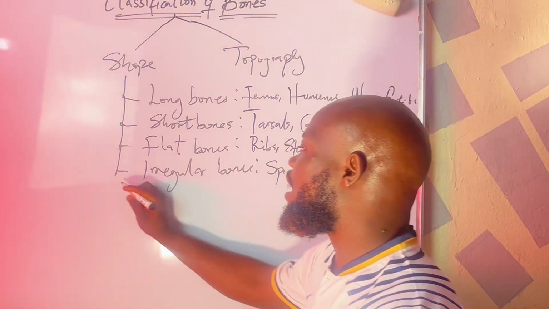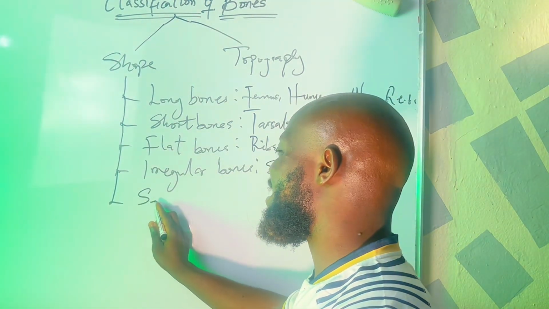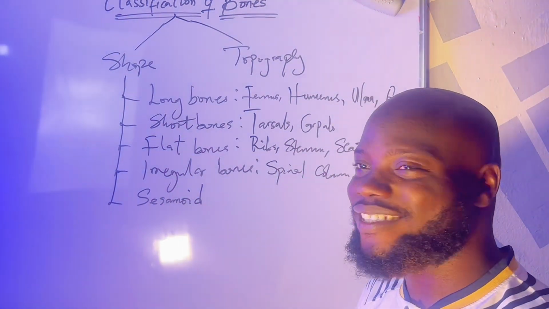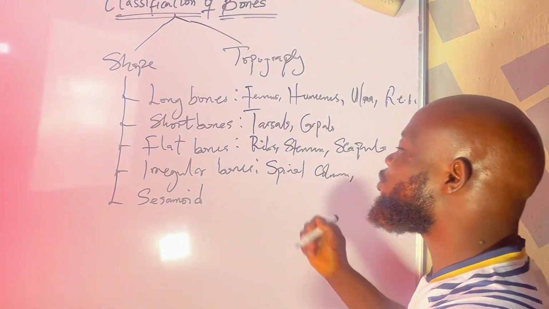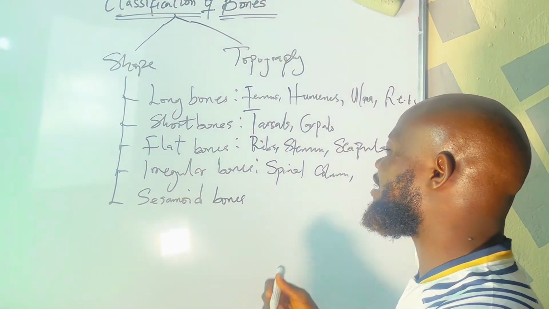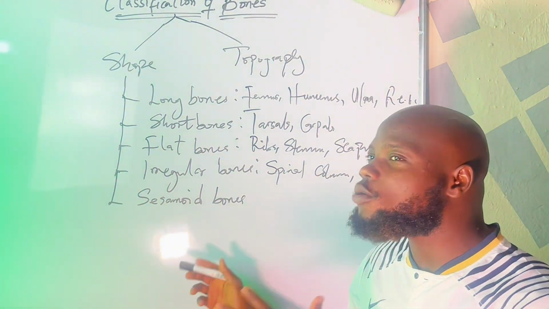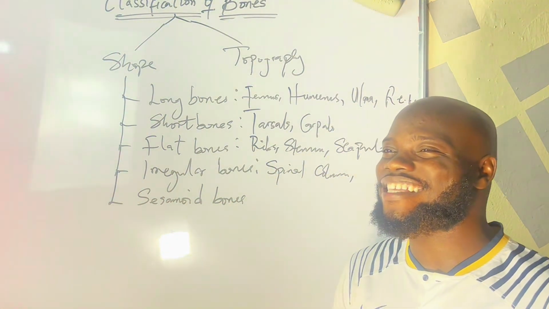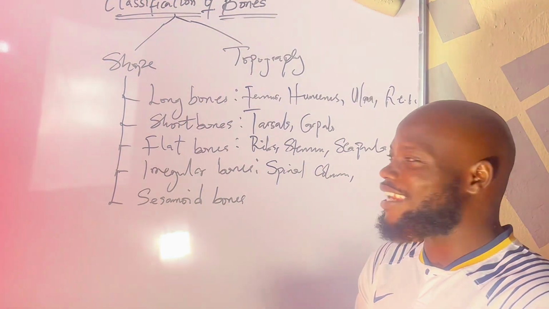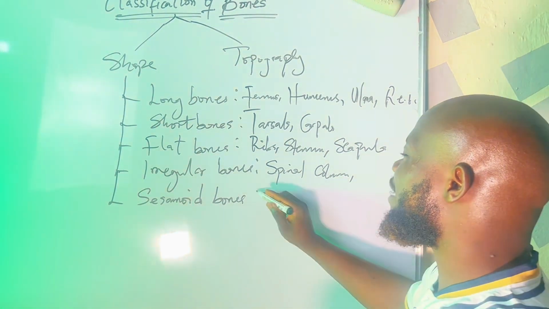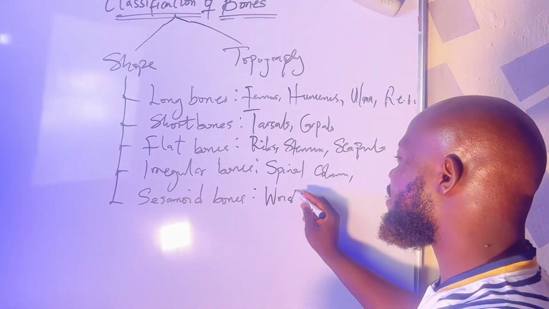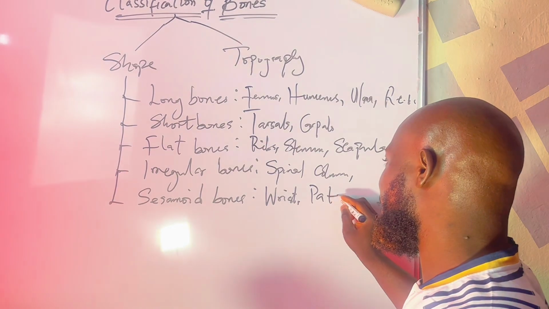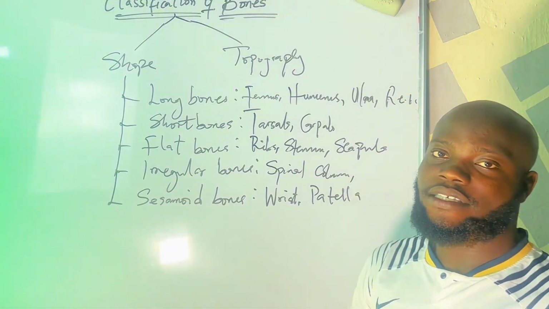And lastly, we have the sesamoid. Repeat after me: sesamoid. Sesamoid bones are called sesamoid because they have the shape of a sesame seed. Examples are the bones of the wrist, and the patella, that is your knee bone.